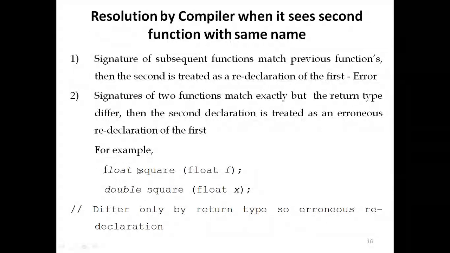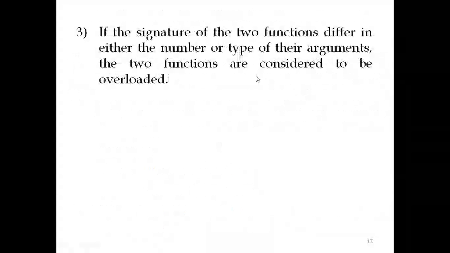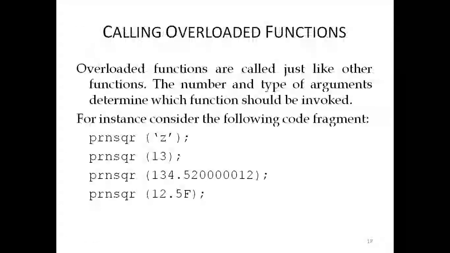It is not possible to define like this, because during name mangling only the type of parameters and the number of parameters are considered in forming the new name. So if the signatures of the functions differ in either the number or type of parameters, then they are considered to be overloaded. This is how the system resolves it.